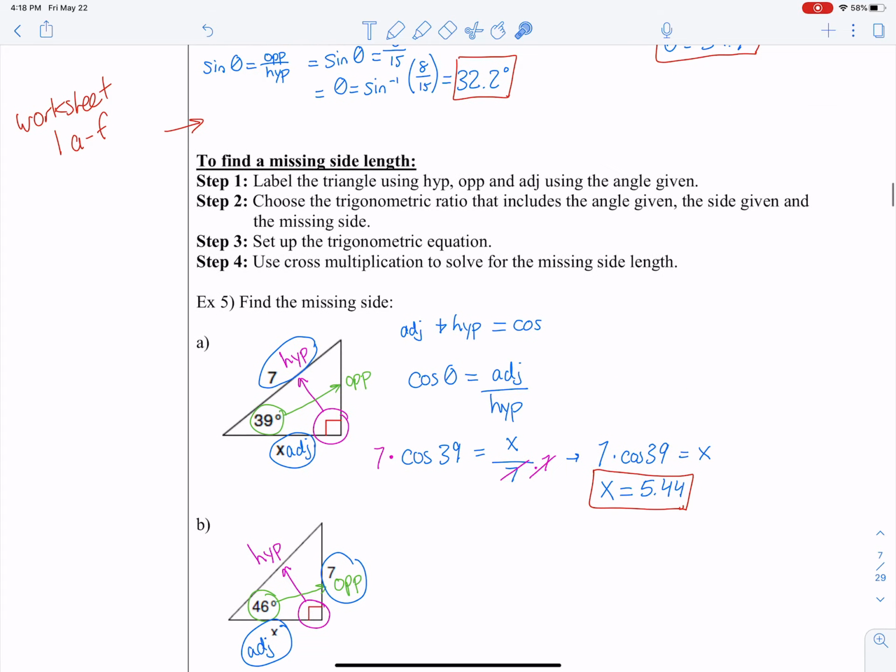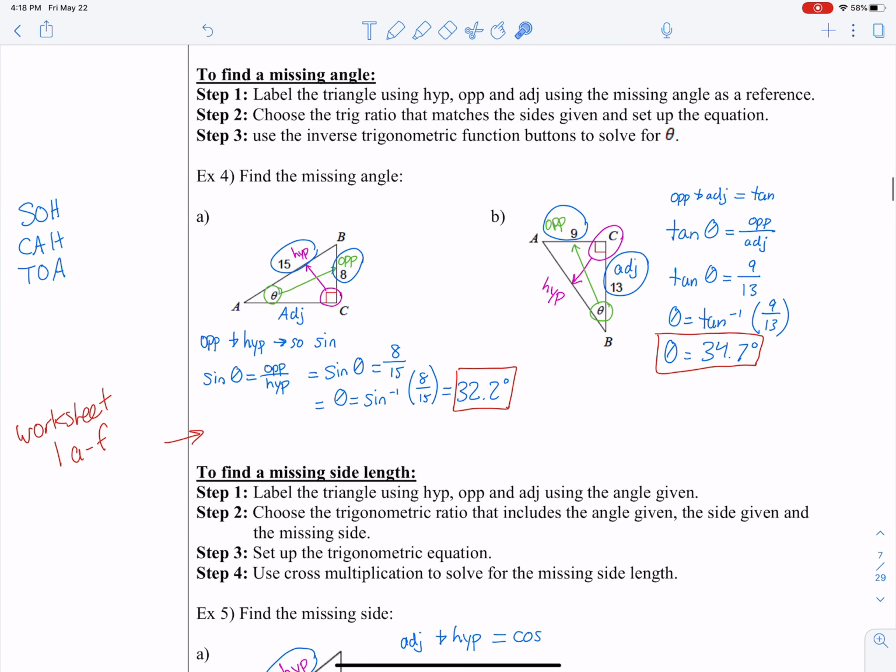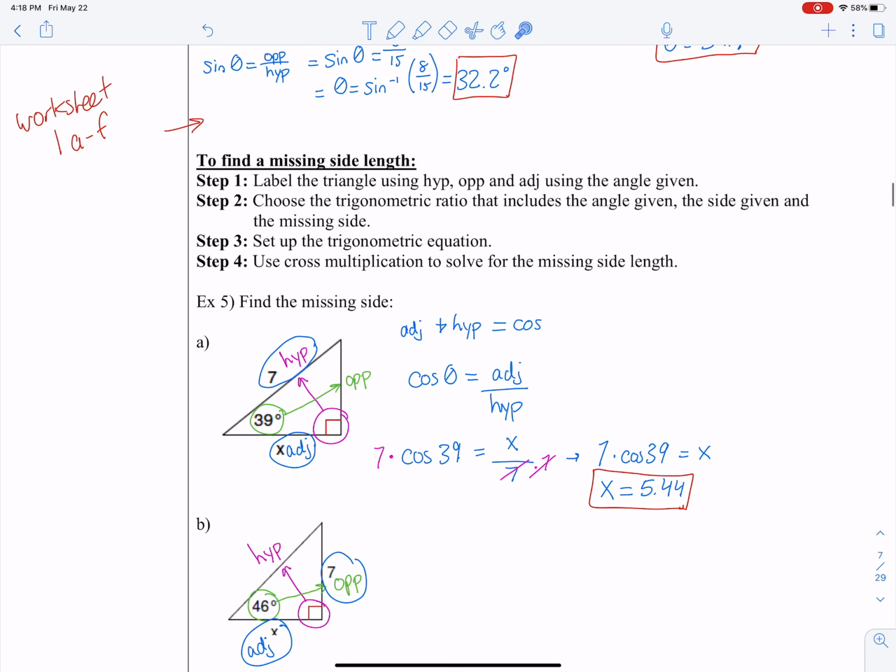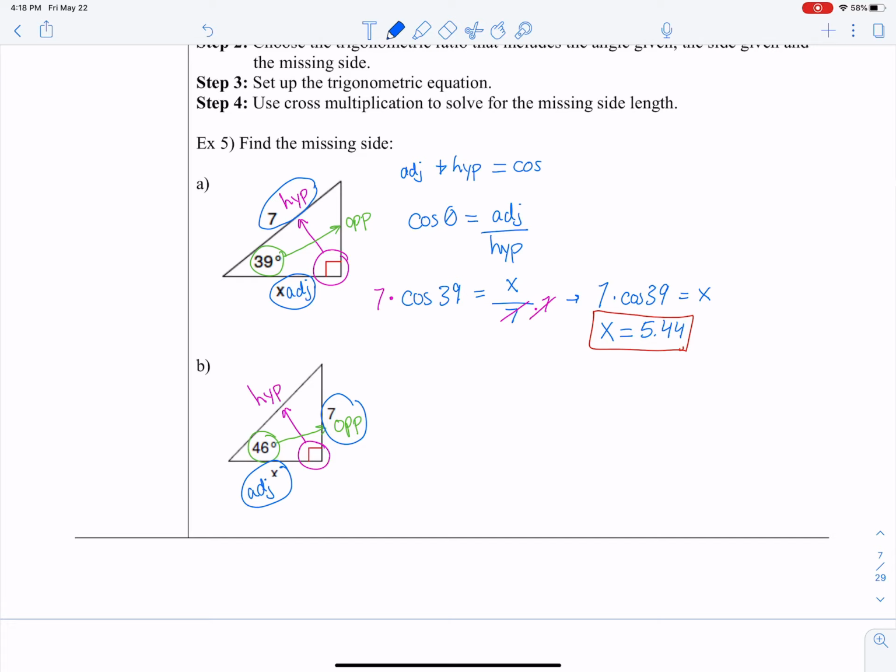So I'm going to go, that's O and A. I'm going to go back up here and I'm going to find the one that has O and A together. So that's TOA, which means tan. So I can say opposite and adjacent equals tan. So now I'll write the formula for tan. Tan of an angle is equal to opposite over adjacent.